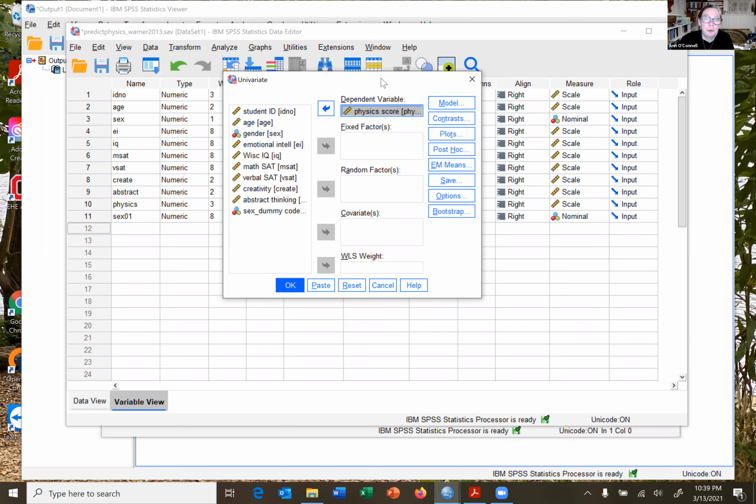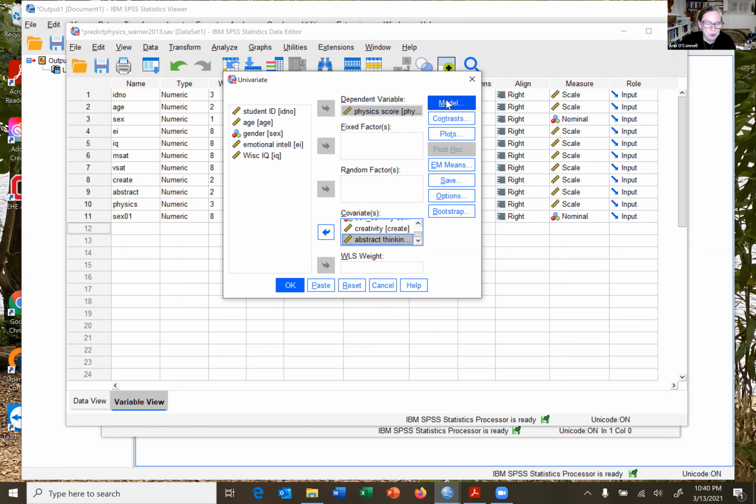Now, as I said, we were going to use sex01 as a covariate because I've already dummy coded it. So I want to bring in all the variables that we had in our previous example, but I'm only indicating that they're covariates. So I'm bringing over math, verbal, we had creativity. Oh, actually, I added sex next. So I'm just going to try to keep them in the same order they were in regression, so we'll be able to make comparisons more easily. And then we had creativity and abstract thinking. So those are my 5 predictors.